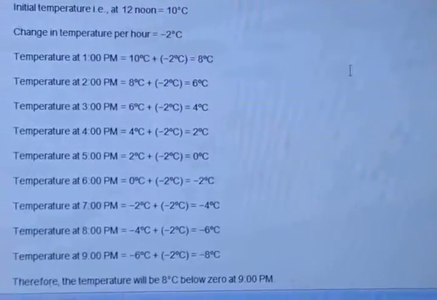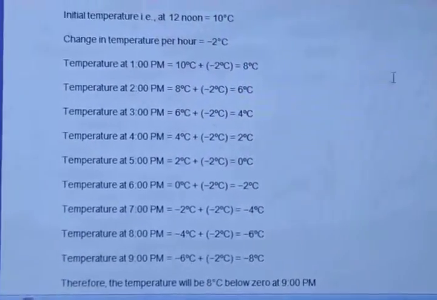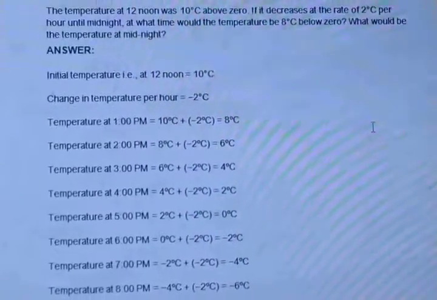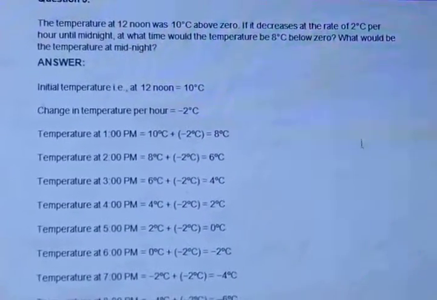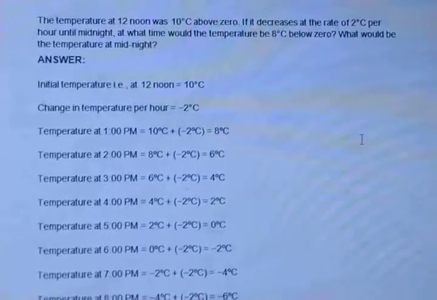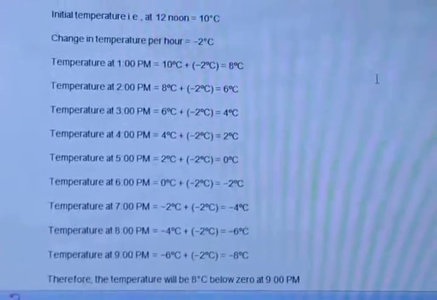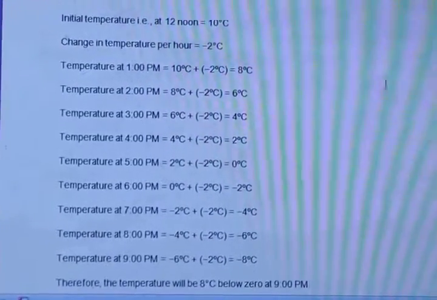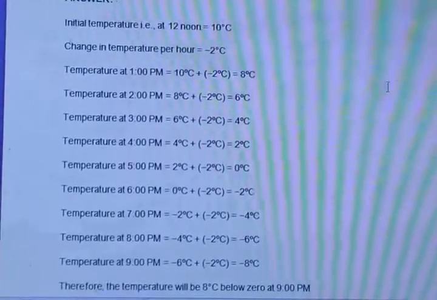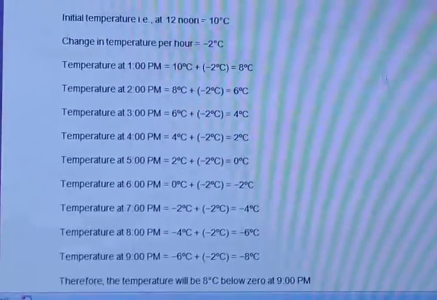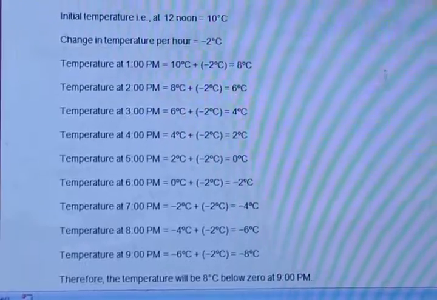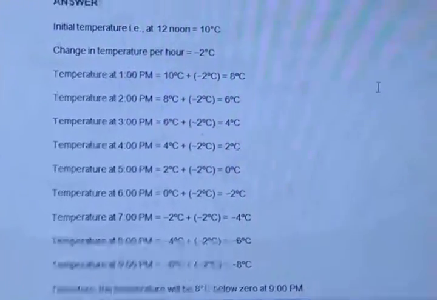Means the question was asking you at what time the minus 8 degrees Celsius temperature will be there. You can see the question is described very perfectly. Below you can see the answers. Therefore, the temperature will be 8 degrees Celsius below 0 at 9 p.m. You can write all these answers carefully in your notebook.